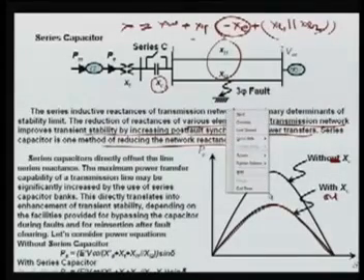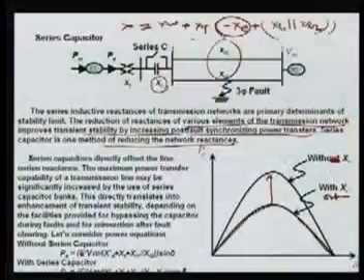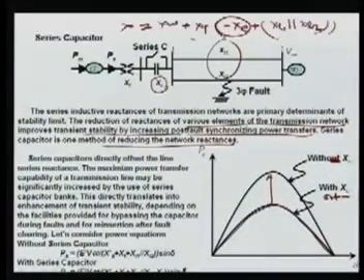Means P max is changed. Here this is without XC, and with XC you can see your P max is increased, and thus your system is going to be more stable. A series capacitor directly offsets the line series reactance. Directly offset means X is simply reduced here. The maximum power transfer capability of a transmission line may be significantly increased by the use of series capacitor banks.